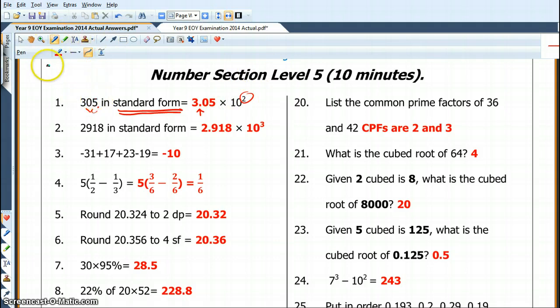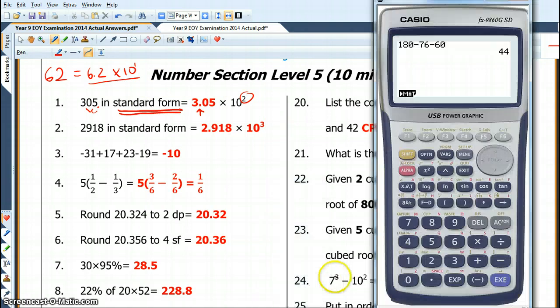So another example would be, if I had 62, that would equal 6.2 times 10 to the power of 1. So this is standard form. Now sometimes your calculator does that, which can be quite annoying. It actually puts everything in standard form and you swap it back. If you're not sure, what you can do is trial and error. So if I've got 3.05 times 10 squared, I've got my 305, so I know I'm right.